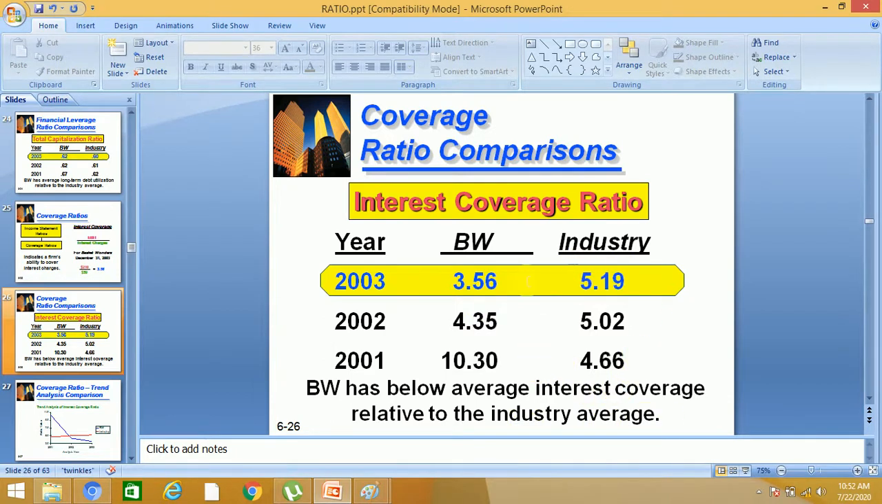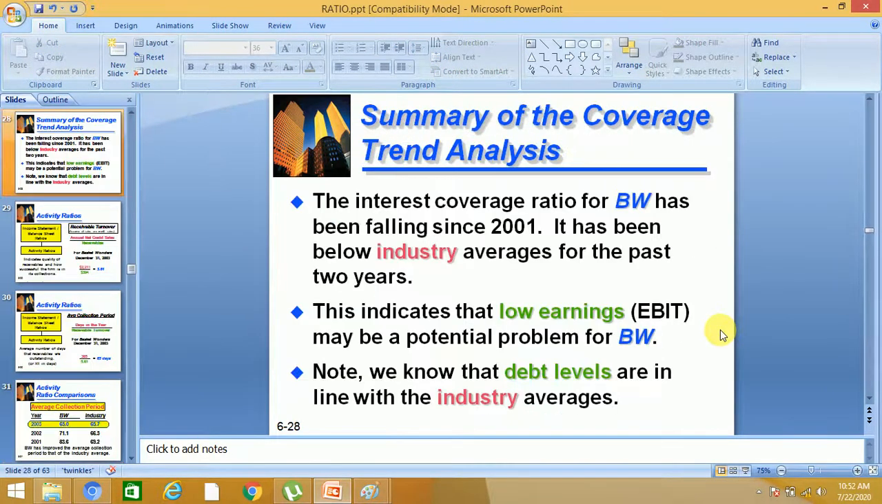Basket Wonder has below average interest coverage relative to the industry average. Means as compared to the industry, our coverage ratio is very low. I told you if it is high, it is good. Our ratio is 3.56 and the industry is 5.19. So their ratio is better than ours. If we are paying $1 interest, we are generating 3.56, and the industry, if they are paying $1 interest, is generating 5.19. I think for today it is enough. Inshallah, in the next class we will discuss other ratios.